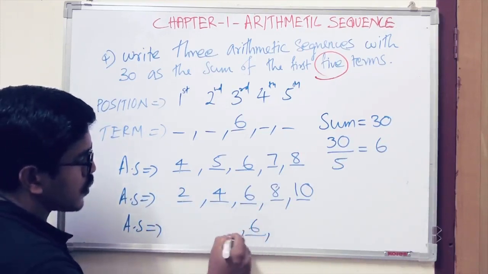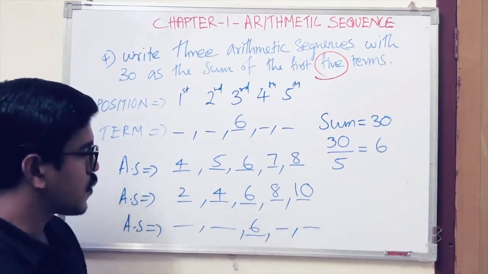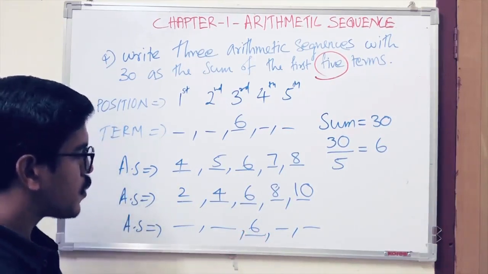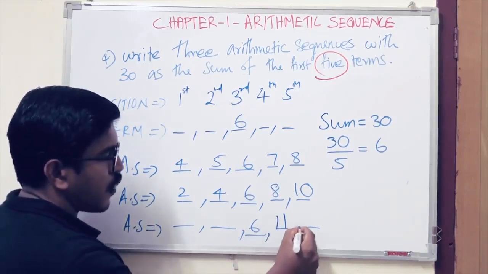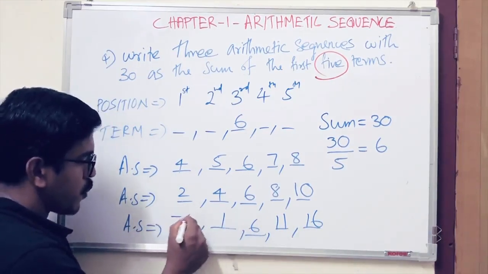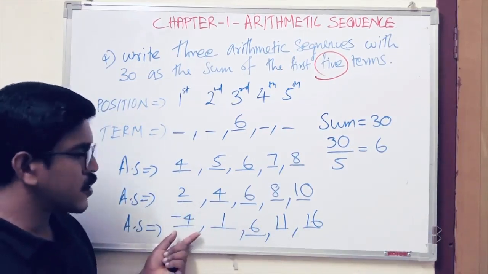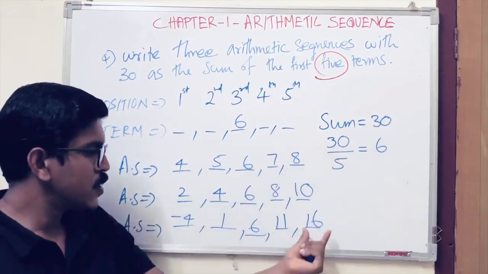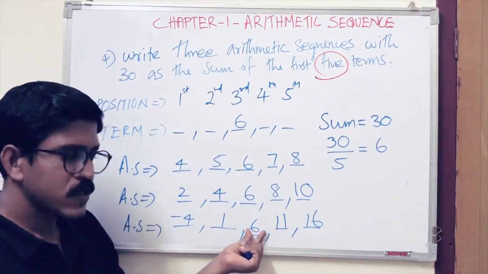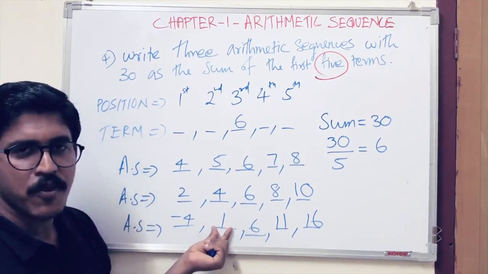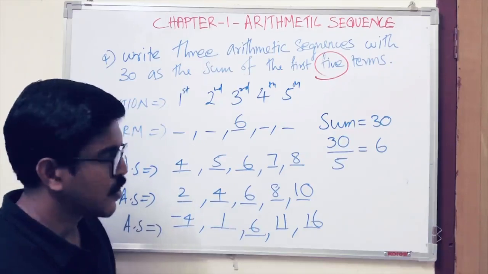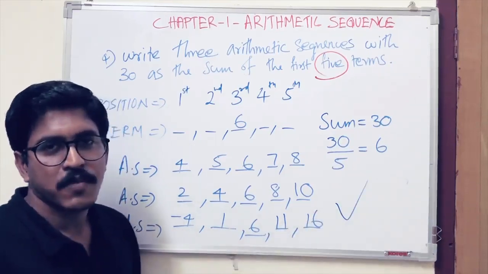We need to fix the center number as 6 and we can take any number as the common difference. If you are taking the common difference as 5, then 6 plus 5 is 11, 11 plus 5 is 16. Here 6 minus 5 is 1, 1 minus 5 is minus 4. Now if you are adding, we will get the sum as 30. That is 16 plus 11, that is 27, 27 plus 6 is 33, 33 plus 1 is 34, 34 plus minus 4, that is the sum 30 will come. In this way, we can construct arithmetic sequences.